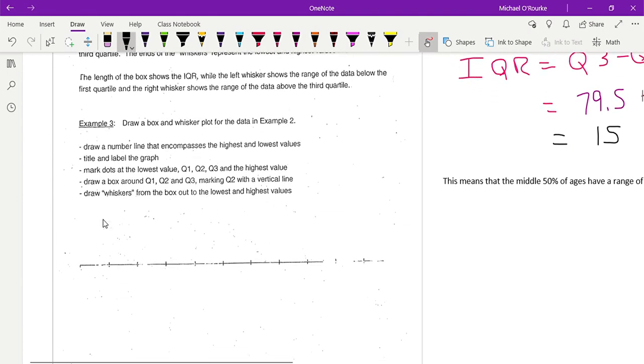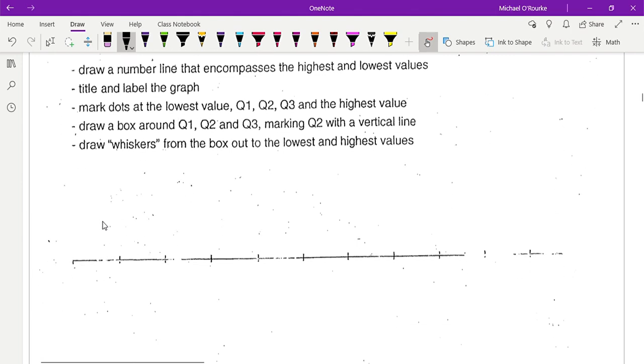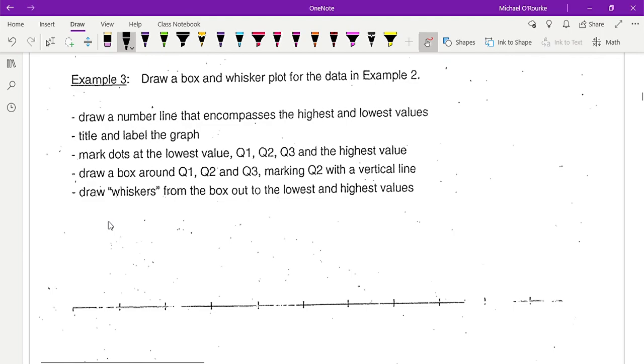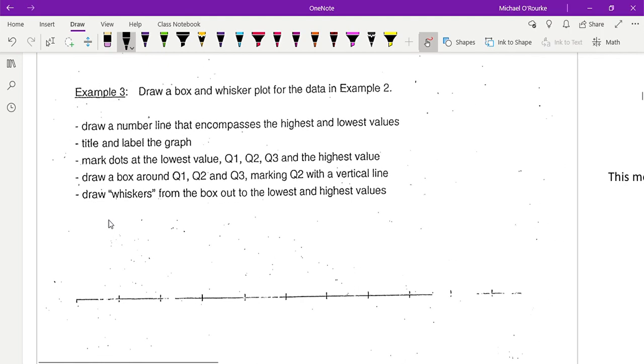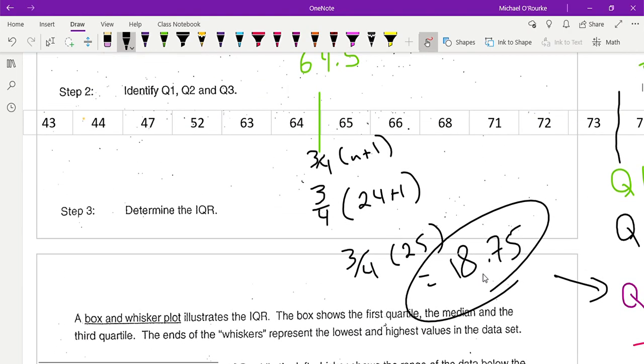Okay? Alright, here we're going to draw a whisker plot. So, the first thing we do, just draw a straight line with how many marks do I have on this? 1, 2, 3, 4, 5, 6, 7, 8, 9, 10, 11, maybe, something like that. So what we're going to do here is, first step, draw a number line that encompasses the highest number and the lowest number. Highest and lowest value. Yes, they'll be evenly spaced out.